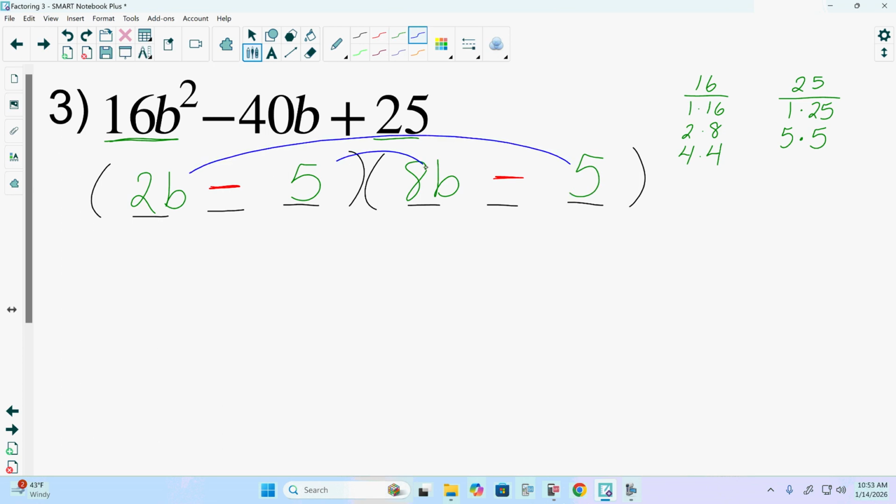And we can check this here. 2b times negative 5, 2 times negative 5 would give us negative 10b. Negative 5 times 8b, negative 5 times 8 is going to be negative 40b. And negative 10b minus 40b, negative 10 minus 40 would give us negative 50. And that is not the middle term that we wanted. Now normally I would flip the constant terms on the second terms, factors of the third term, but flipping the 5s won't actually change anything.